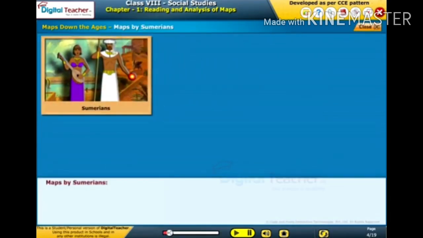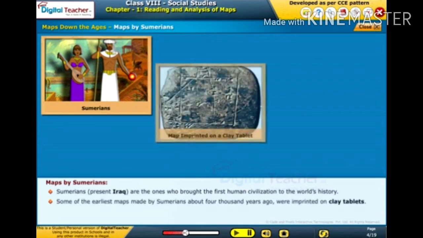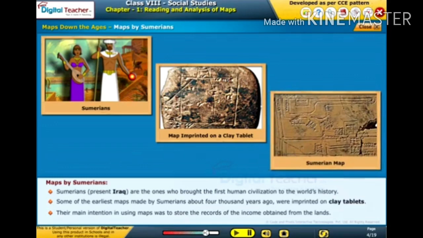Maps by Sumerians. Sumerians are the ones who brought the first human civilization to the world's history. Some of the earliest maps made by Sumerians about 4,000 years ago were imprinted on clay tablets. Their main intention in using maps was to store the records of the income obtained from the lands.